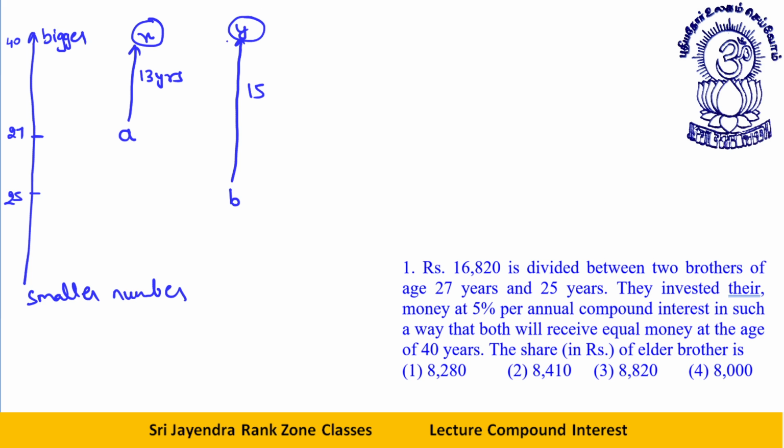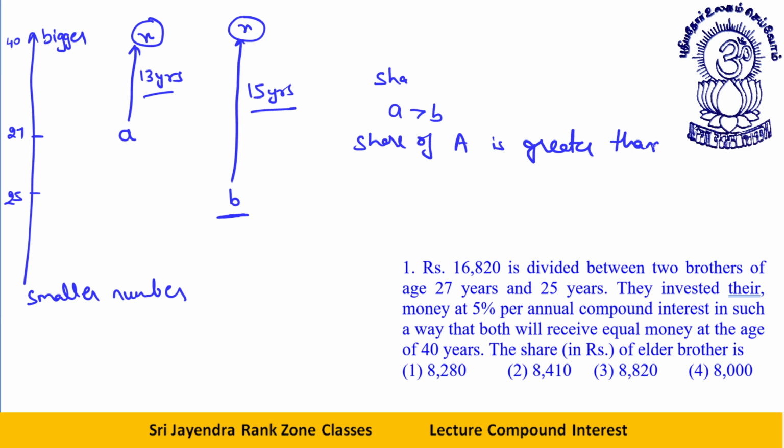So from here, what can I conclude? This is 13 years. This is 15 years. See, this value is small. Why? Because in order to reach the same value X, it gains interest for a larger period of time. It accrues more interest, but this accrues lesser interest and still it reaches the value X. So you can easily say the share of A is greater than the share of B.